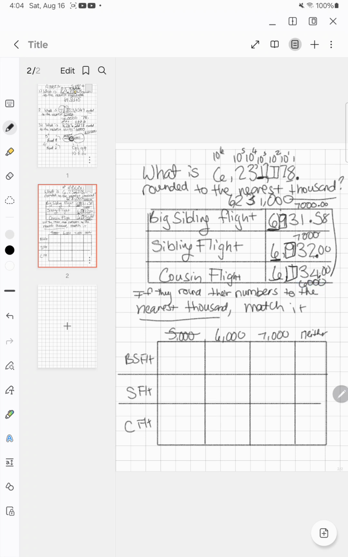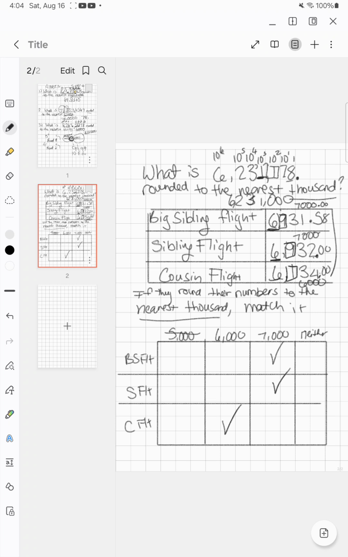And it's better to go ahead and just round what you see. So I know that Cousin Flight is going to be 6,000. I know that Big Sibling Flight and Sibling Flight will both round to 7,000. So again, just remember to underline that rounding place, write that number down, and tack on those place values on top so you are able to quickly assess what you need.